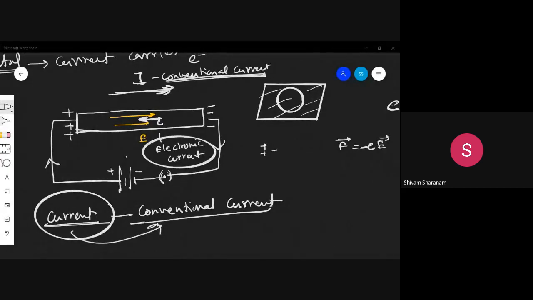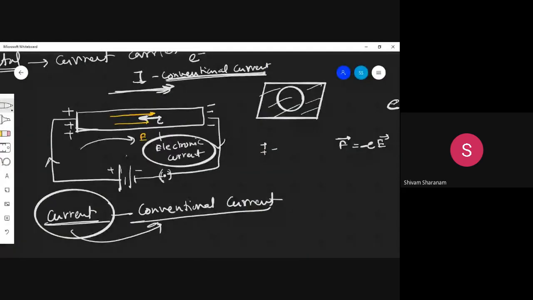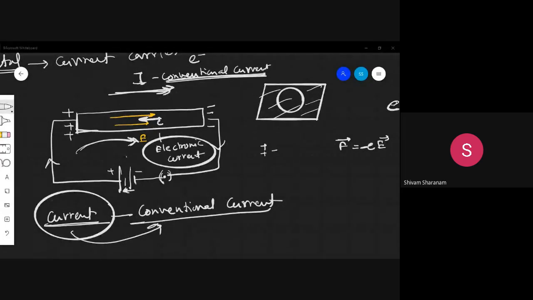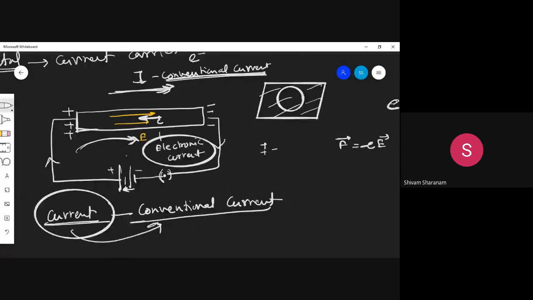Conventional current, whose direction of flow will be from the positive terminal of the battery to the negative terminal outside, and inside it will be negative to positive. Because outside the current is flowing in this direction, but inside the battery the current is flowing in this direction. So inside the battery the direction of flow will be negative terminal to positive terminal, but outside it will be positive terminal to negative terminal. Is that clear? Yes, sir. Okay. Now which kind of quantity is current? Scalar or vector?